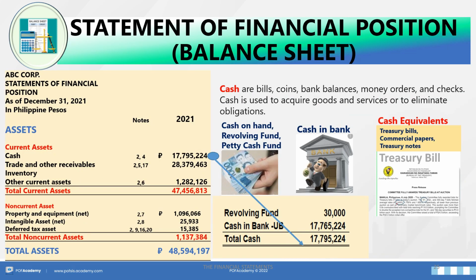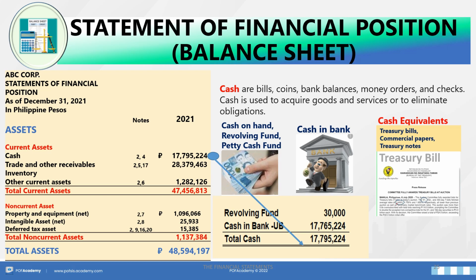Now, let's go back to our sample statement of financial position of ABC Corp. We have cash as our first current asset. So what is cash? Cash are bills, coins, bank balances, money orders, and checks. Cash is used to acquire goods and services or to eliminate obligations.